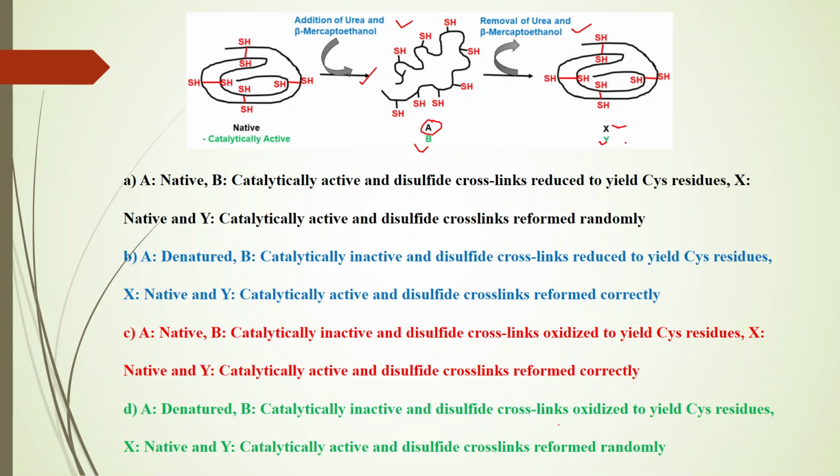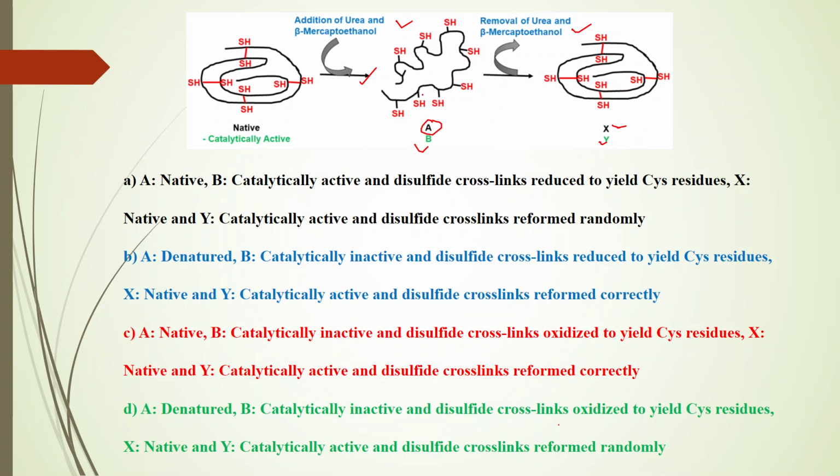Once you find these four things, there will be a catch about these disulfide bonds and everything that is written there. First, just try to identify whether A will be native or denatured and B will be catalytically active or not. Similarly, X and Y. First identify those, then narrow down your options, and then look at the options and picture and select one of them.